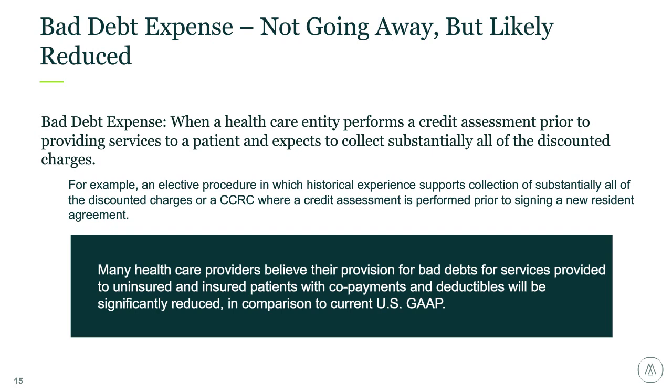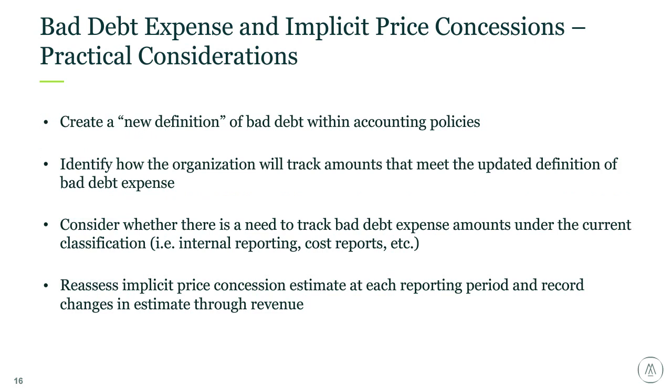And then a few operational considerations. We'll need to create a new definition of bad debt expense under the new standard, which will not be purely driven off aging categories as may be current practice. Based upon this new definition of bad debt expense, we'll want to identify how organizations will track amounts that meet this new definition. They haven't needed to separately track amounts under this new definition before. And then before you throw away the old definition of tracking of bad debt expense, consider if there is still a need to track amounts under the old definition, maybe for Medicare or Medicaid cost reporting purposes.